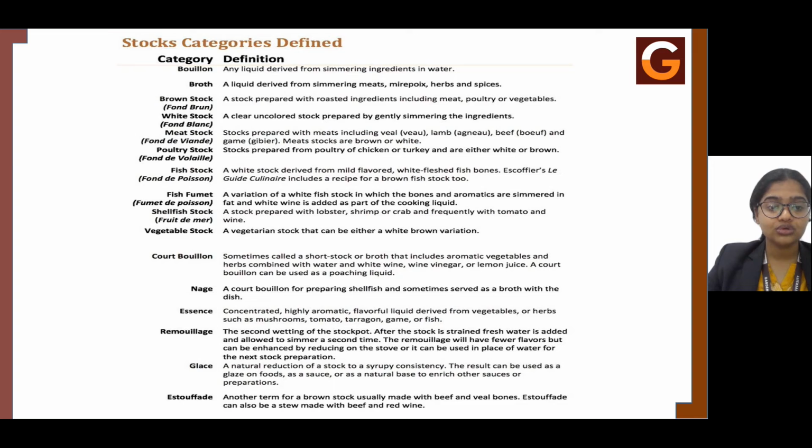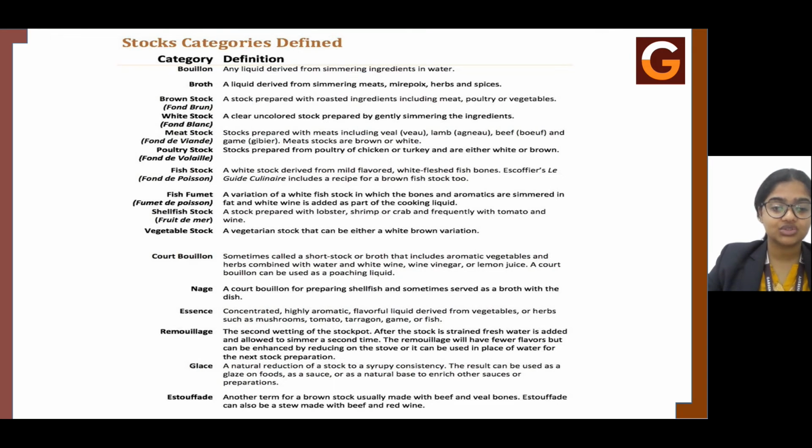Then you have court bouillon. Court bouillon is also called a shortcut method of the stock. It is cooked for less time, and a majority of ingredients are added, like lime or lime juice, vinegar or even wine, to increase the flavor of the stock. Then you have the essence, remoulage, glaze, and the last one is the estouffade.